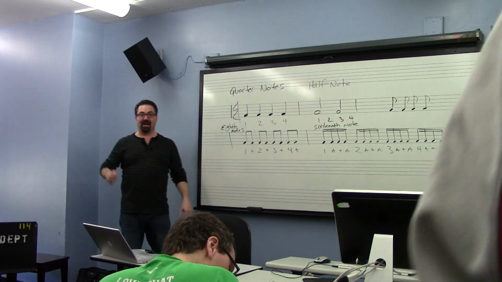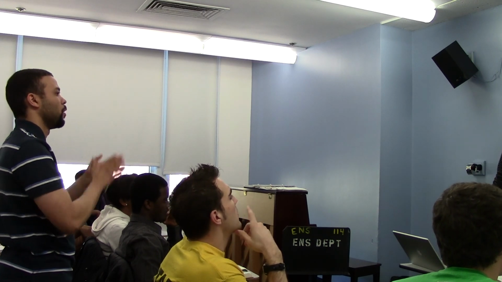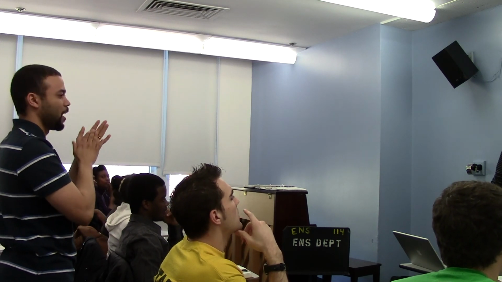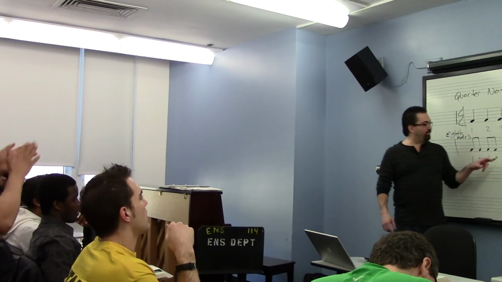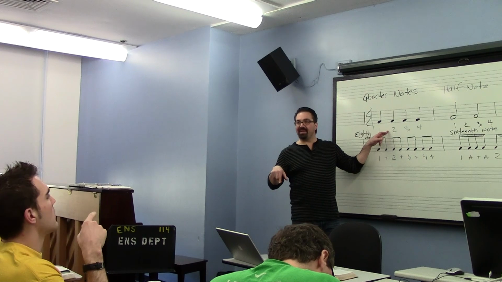All right, you ready? So we're going to take it nice and slow. I want you to count with it. One, two, three, four. One and two and three and four. 1 e and a, 2 e and a, 3 e and a, 4 e and a. 1, 2, 3, 4. 1 and 2 and 3 and 4 and.